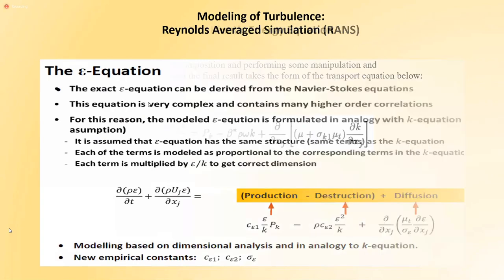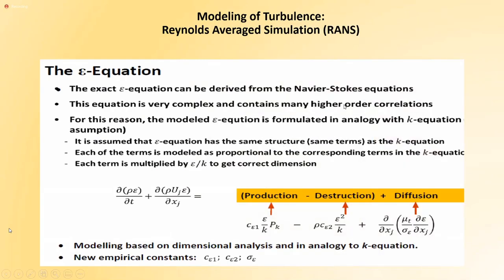Okay, how do we get the epsilon equation? Usually, we can get it by deriving it from the Navier-Stokes equation, although that is very complex. So what we actually do is simply use an analogy to the kinetic energy equation. We multiply each term by epsilon over k and add a specific empirical constant, because we don't know what the ratio really is. And we get another equation, this time for epsilon as the dissipation. So that's the derivation of the K epsilon model for the same choice.